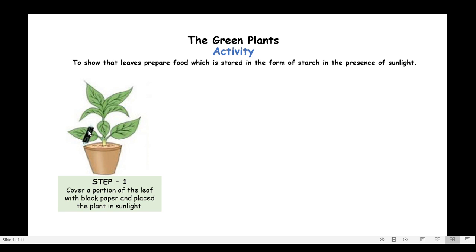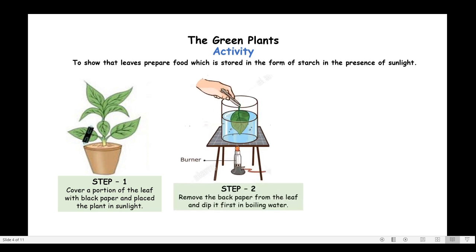Why are we covering it with the black paper? Because we don't want to expose it to the sunlight. We want to hide it from the sunlight because we want to see whether in the presence of sunlight this leaf can prepare food or not. We say that they need sunlight. What if we block the sunlight to a particular part of the leaf? Will this part be able to prepare food or not? Alright, so this is what we are going to test.